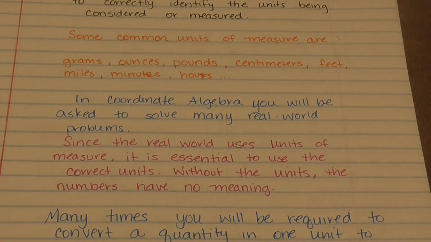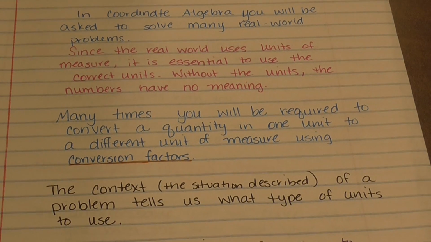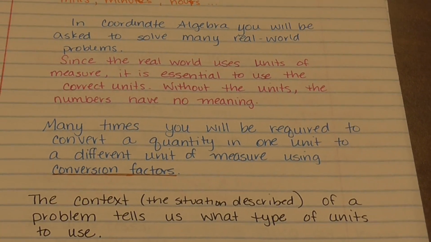Okay, so in coordinate algebra, you're going to be asked to solve a lot of real world problems. The translation here is we're going to start getting into word problems. Okay, the real world uses units of measure. We always do. It's essential to use the correct unit, because without the correct units, the numbers themselves have no meaning. You're not going to be able to communicate if you're not using the right units of measure.